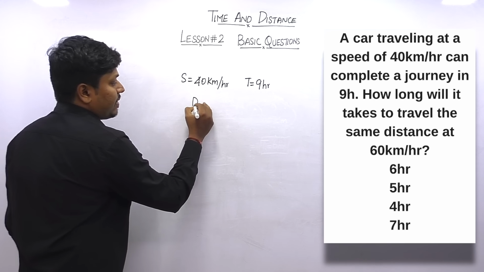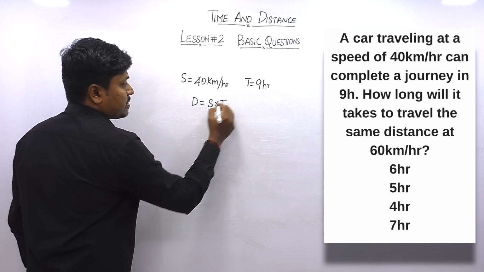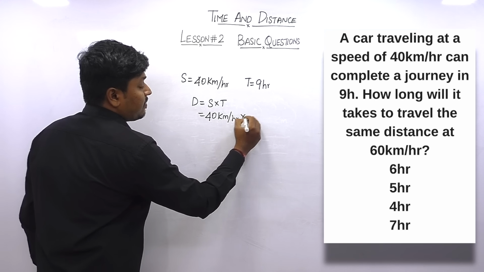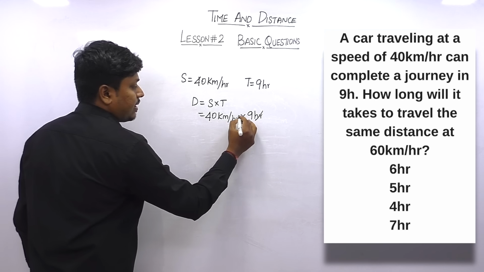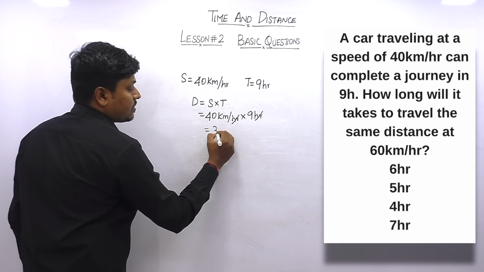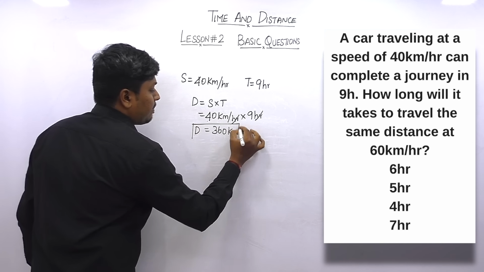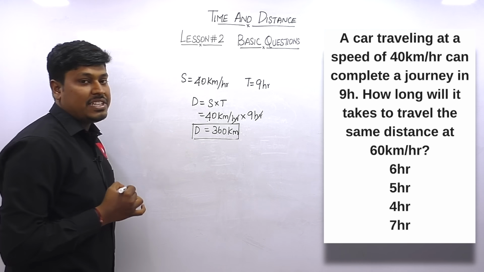So distance is equal to speed into time. So speed will be 40 km per hour and the time will be 9 hours. So we can cancel hour and hour. So finally 9 4s are 36, so 360 km. So finally we found the complete journey, which is 360 kilometers.